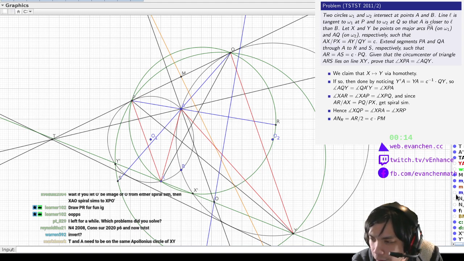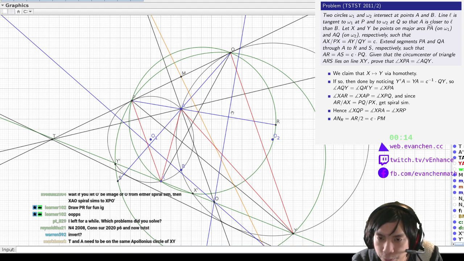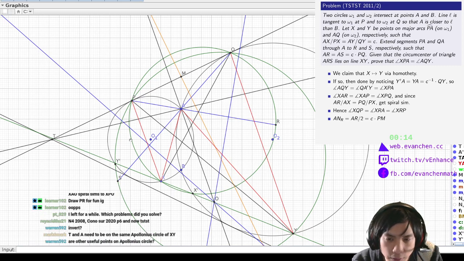So there's a spiral similarity. The spiral similarity at X maps the blue point to the orange line, and then maps the orange line to the blue line. Where does it take things? The composition of two spiral sims is a spiral sim. T and A need to be on the same Apollonian circle. Yeah. XY.